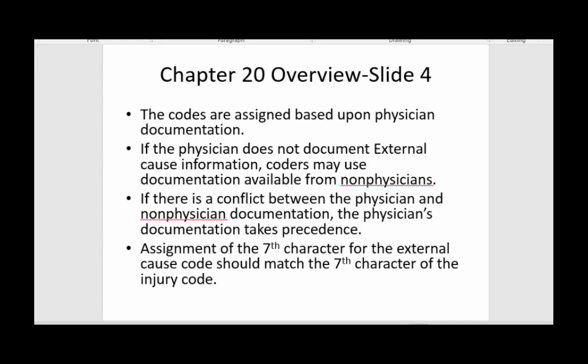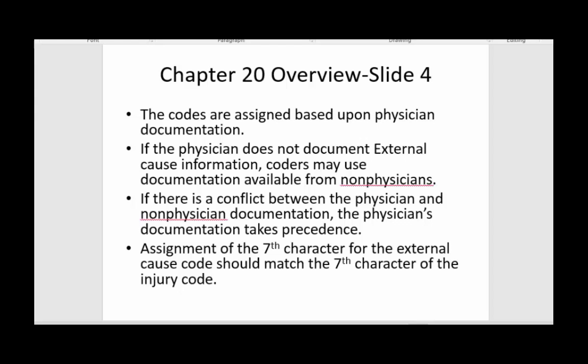These external cause codes are assigned based upon physician documentation. If the physician does not document external cause information, coders can use documentation from non-physicians. But if there's ever a conflict between what the physician is saying and what the non-physician is stating, then we have to use the physician's documentation as our source.